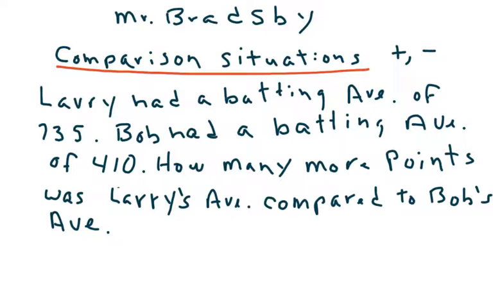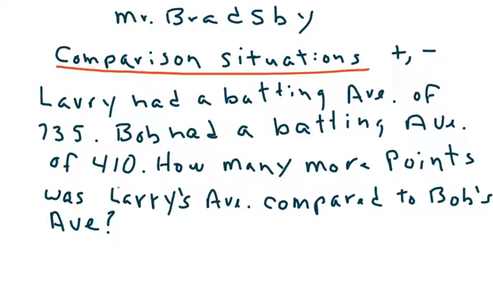So here's a sample problem. Larry had a batting average of 735. Bob had a batting average of 410. How many more points was Larry's average compared to Bob's average? So here we have this question, how much more? How many more? And so we have to solve this and look at an equation that might solve it.